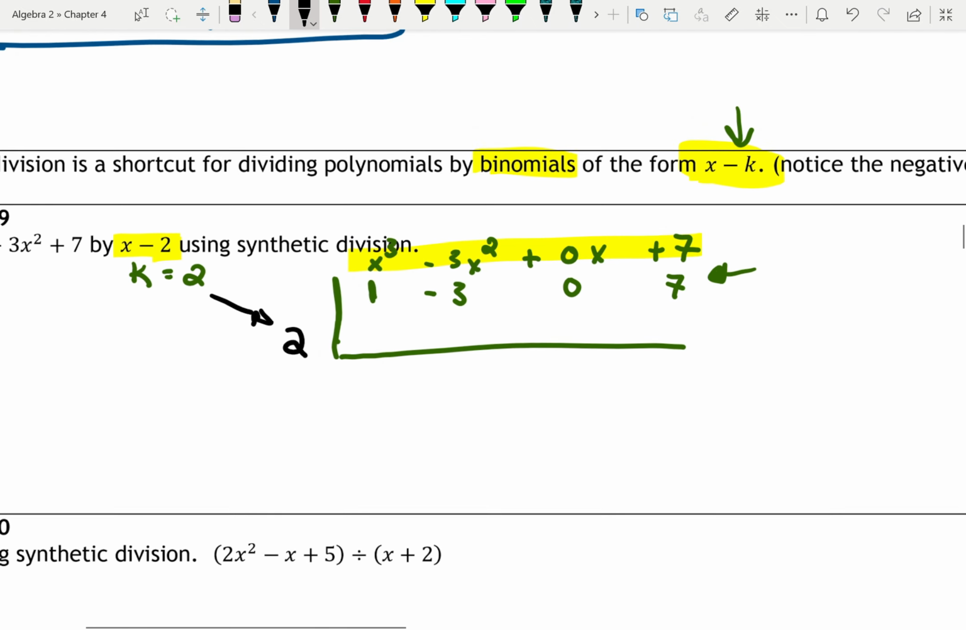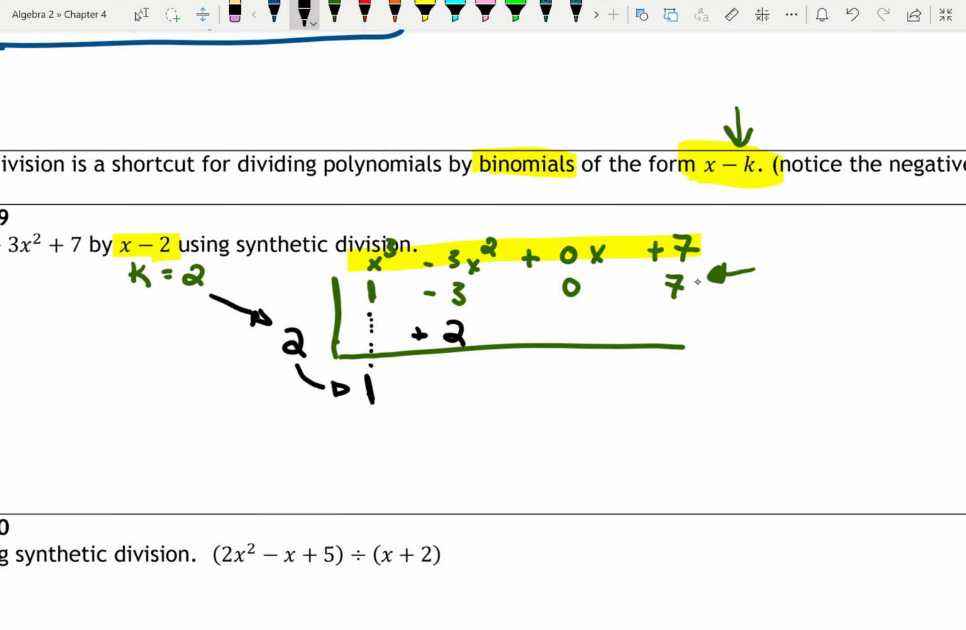Okay, so there's the setup. And the setup is kind of weird, kind of odd why it works. And then here's the process. You just drop down the first term and you put it down at the bottom. And then you take the 2 times the 1 gives you 2, and you put that underneath the -3, under the next term. And then you add these two terms.